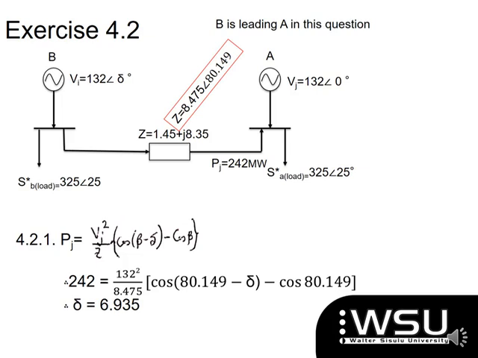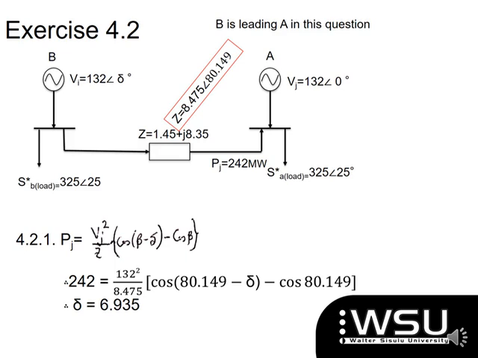Then I have got my second question. In my second question, you can see the network is given to me, but I am not given the angle at B substation. And what they have done that is going to be a little confusing is that we have now put B as our leading substation, and A is now the one that is lagging, because it's the one sitting at 0 degrees in voltage. So please take note of that.